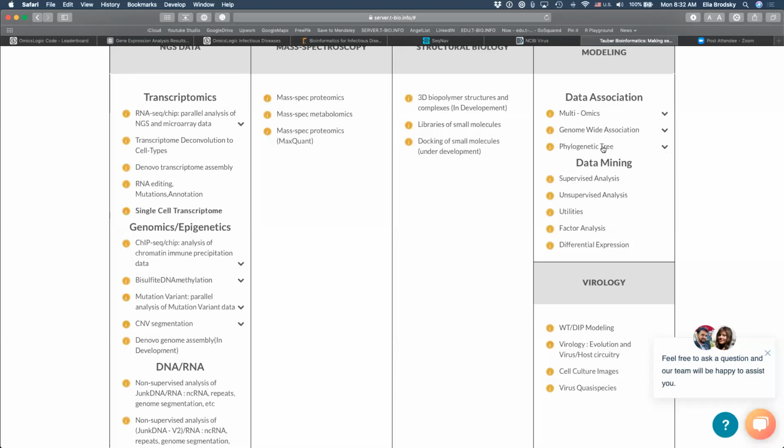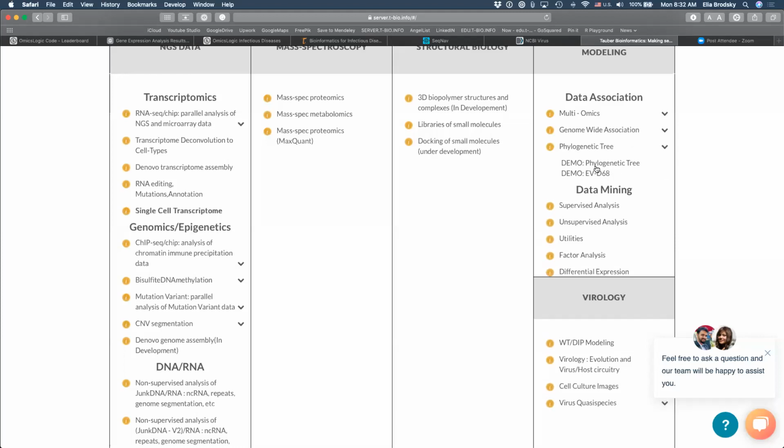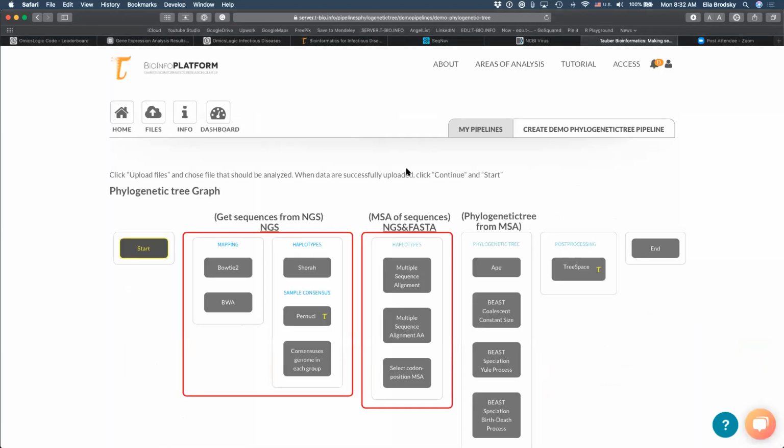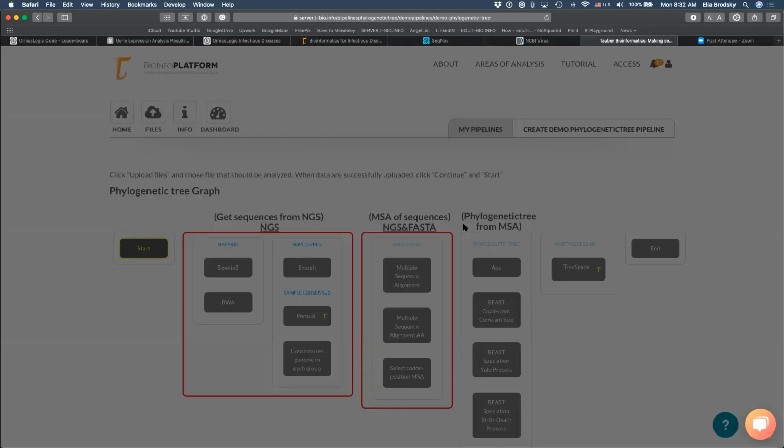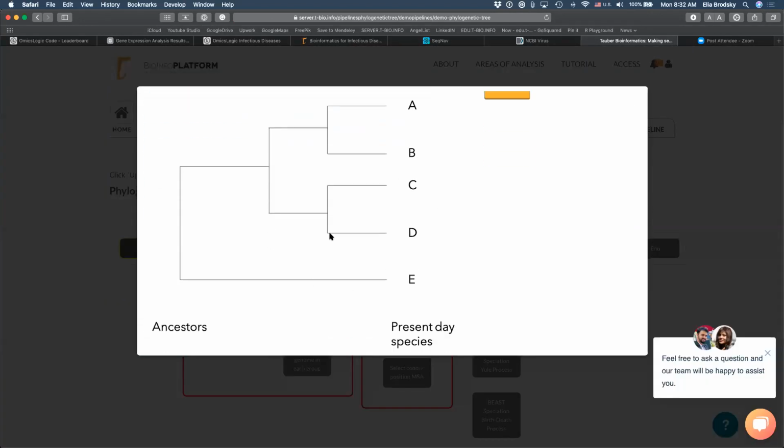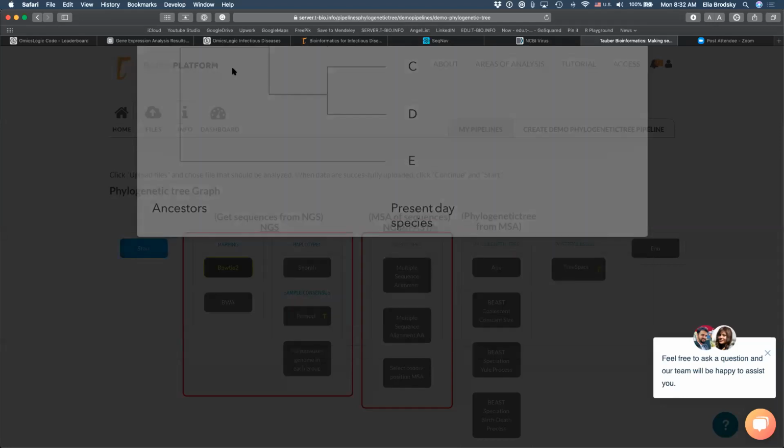For example, here under Phylogenetic Tree, and you can open up here an example. In this example, we'll briefly speak about how you can go from raw sequencing reads to understand the phylogenetic relationship between sequences, and these sequences could be genes or whole genomes.